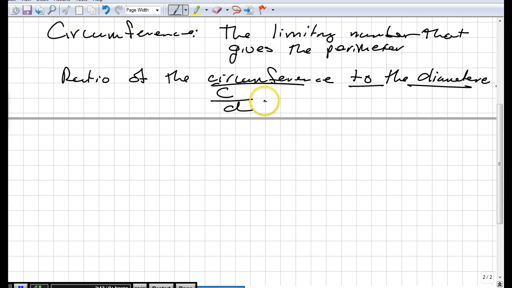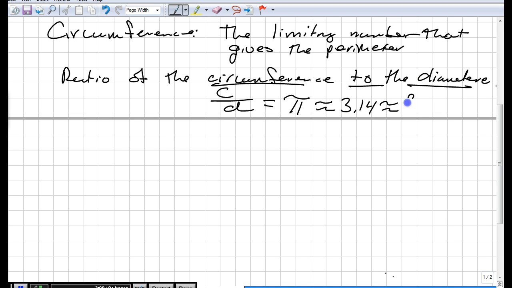And we denote that number with the Greek symbol pi, okay? And pi is an irrational number, so it is a decimal that never repeats and never terminates. And so we use several approximations for pi. Very often we use 3.14, or we also use 22 over 7. Those are approximations for pi.